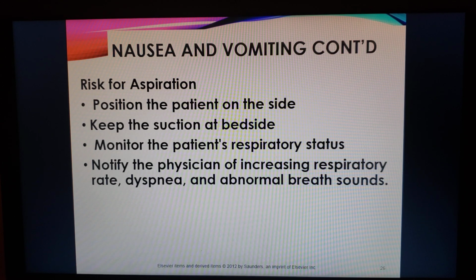This is very important, especially if the patient has thrown up and you are concerned they may have aspirated. You monitor their respiratory status, and if they did aspirate, they're going to start showing some abnormal data, some abnormal symptoms. And of course, notify the physician when you assess a patient has had a change in their respiratory status, such as increasing respiratory rate, dyspnea, abnormal breath sounds. That's what you're going to see when a patient has aspirated. You're going to see a change in their vital signs, their respiratory status. They may be doing a lot of coughing and having trouble breathing. And you may hear abnormal breath sounds.